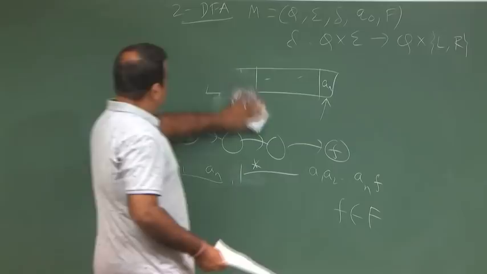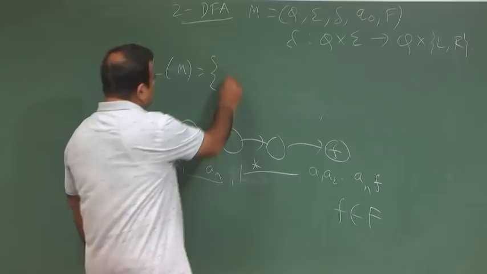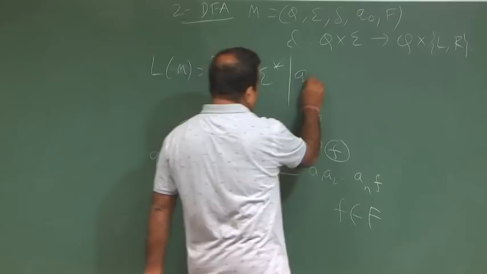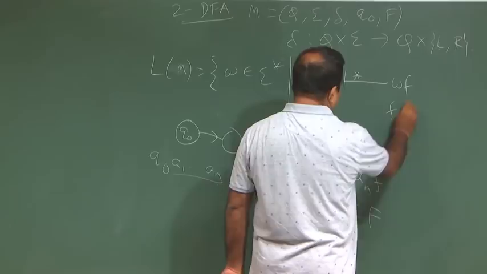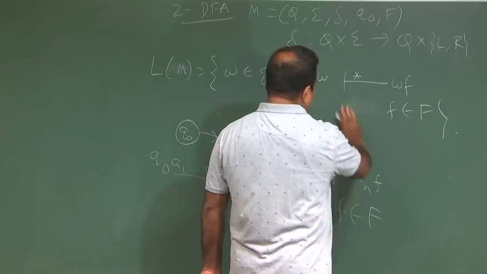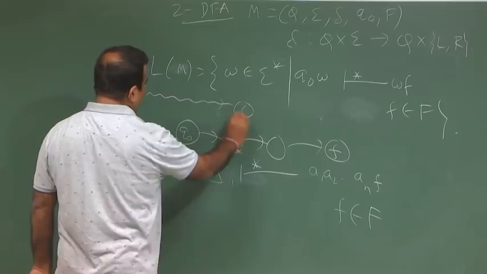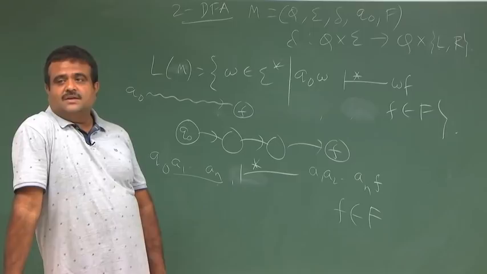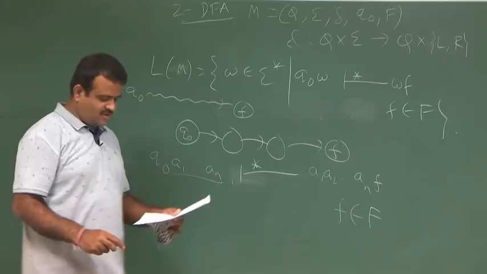So, we can formally define this. The language of this M is nothing but the set of all W such that Q0 W will end up with some state f belonging to F. That means we start with Q0 and eventually reach a state in F, and we exhaust reading the tape. The tape head moves just to the end of the string. Then we stop and say this string is accepted by this DFA.